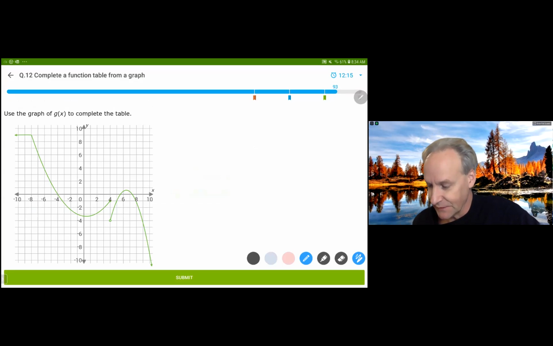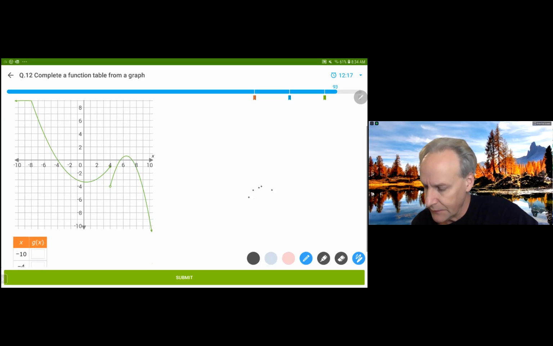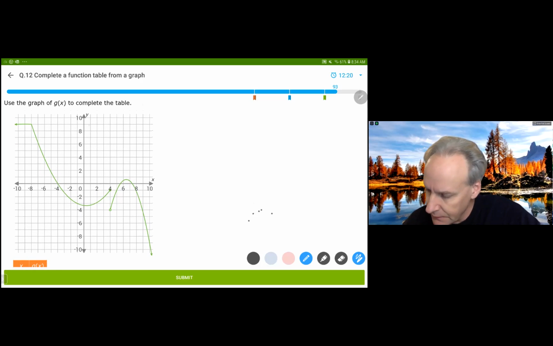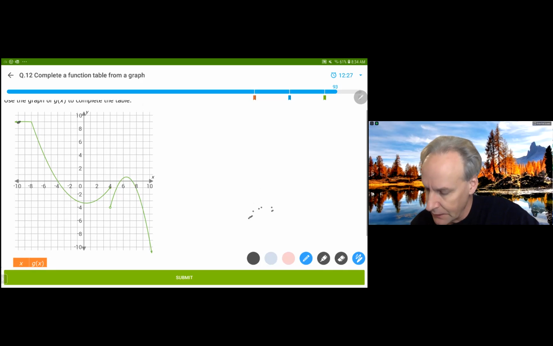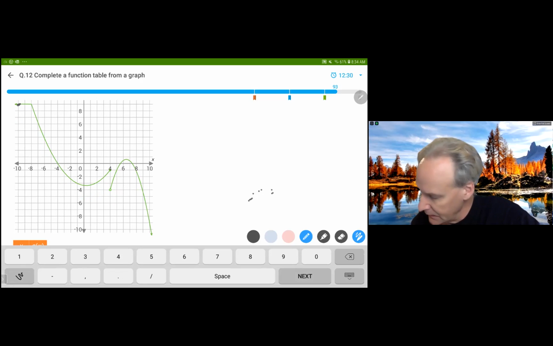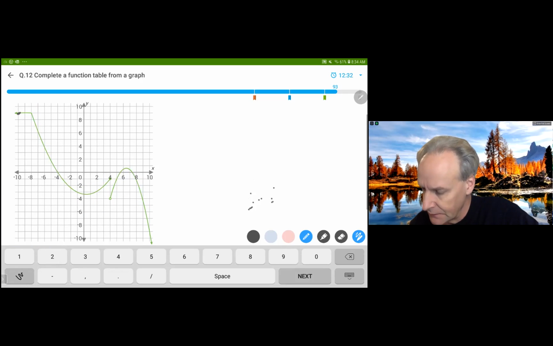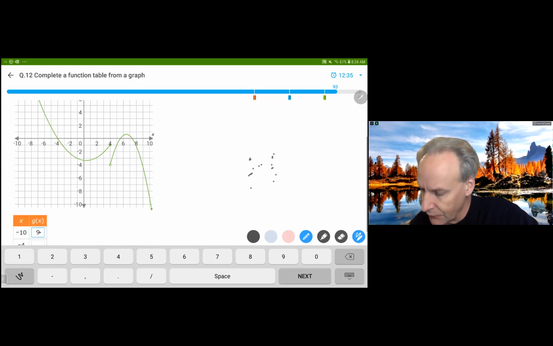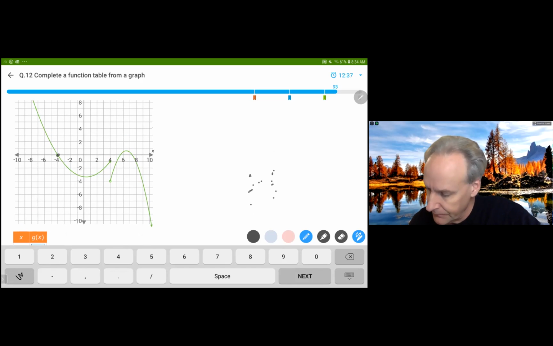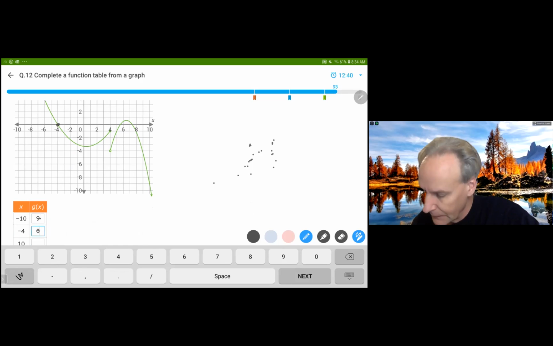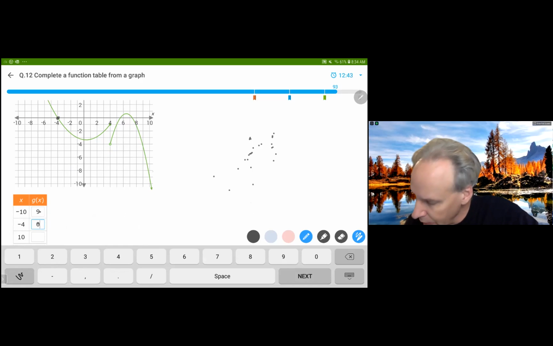Okay, got a bunch of things going on here. At -10, we're at this horizontal line at y equals 9. That's actually part of the graph. So at -10, we're at y equal to 9, which is called g of x in this case. And then at -4, we're at 0, right there. And then at 10, we're all the way down here at -9. Looks good.